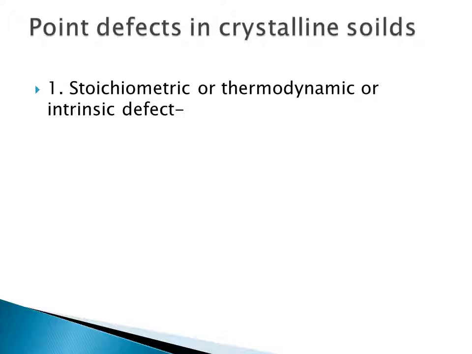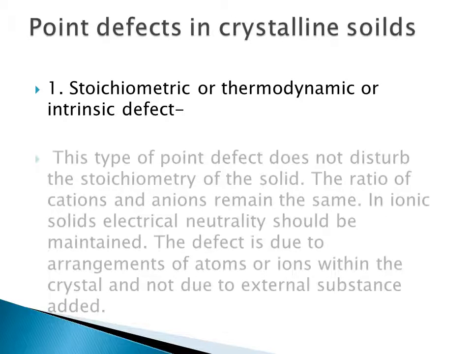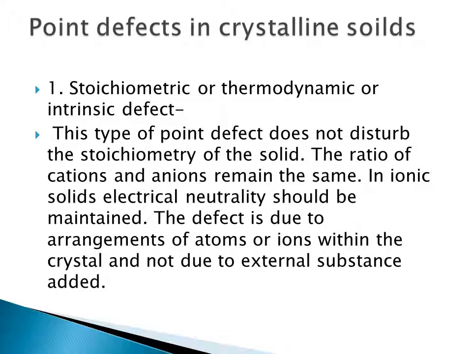The first type, stoichiometric defect. This does not disturb the stoichiometry. That is, the ratio of the cations and anions is the same. That means the stoichiometry is maintained. This defect is due to the arrangement of atoms or ions in a crystal, and so it is called intrinsic defect.